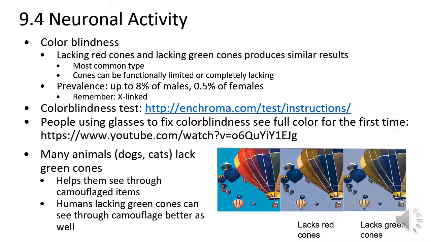A little more detail about color blindness, so you have some context. Lacking red cones and lacking green cones produces similar results. As you can see down at the bottom, an individual who lacks red cones or green cones is going to see a similar picture as compared to somebody who has all three types of cones, as in the first picture. But red-green is the most common type of color blindness. Red or green cones that are lacking can be either functionally limited or completely lacking, so there are different levels of color blindness.